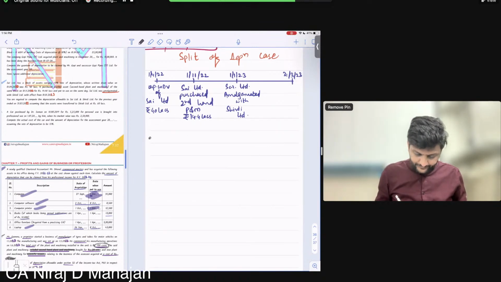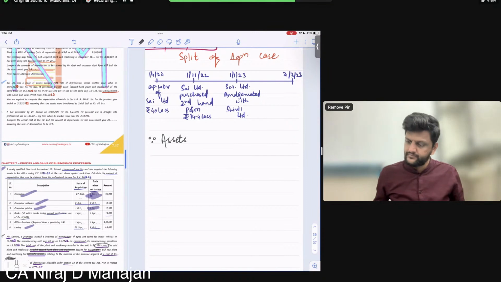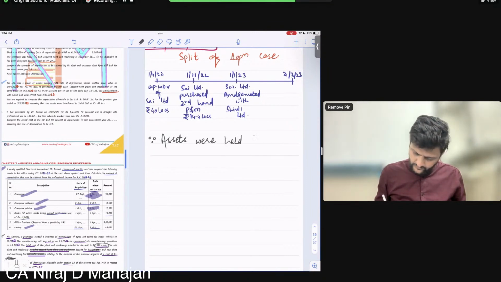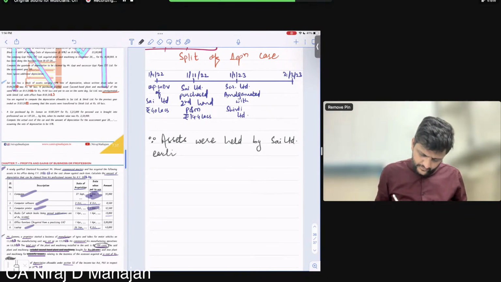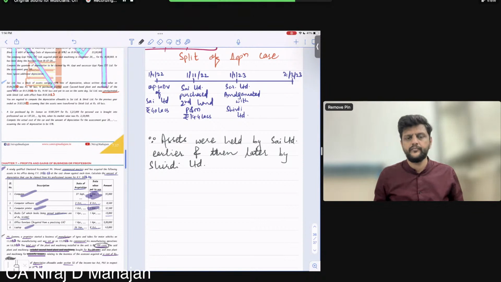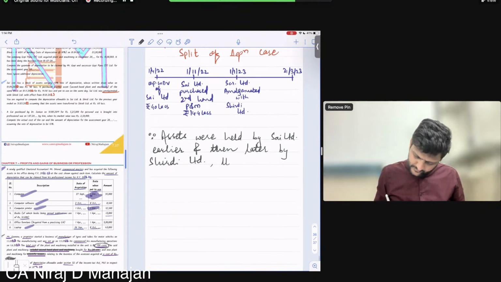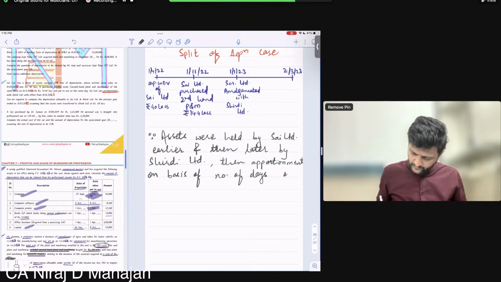Write down. Since assets were held by Sai Limited earlier and then later by Shirdi Limited, apportionment on basis of number of days to be done.